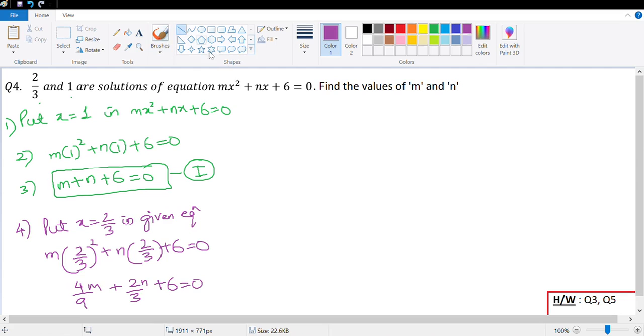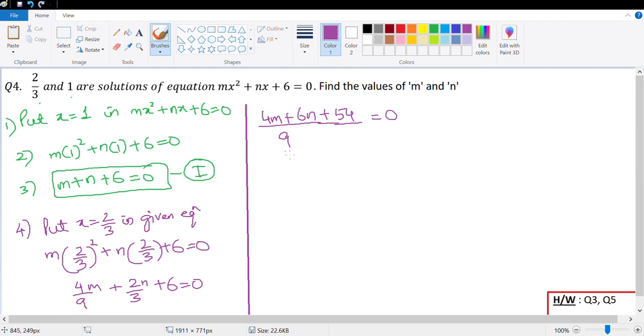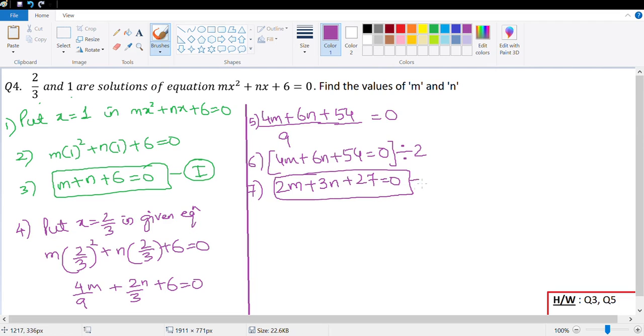Let's take the LCM. LCM of this would be 9. So this is 4m plus 6n plus 6 into 9, that's 54, is equal to 0. Let's cross multiply. So what I have here is 4m plus 6n plus 54 is equal to 0. I notice all these elements have 2 in common. Let's divide this by 2. So what I get is 2m plus 3n plus 27 is equal to 0. And this is our second equation.